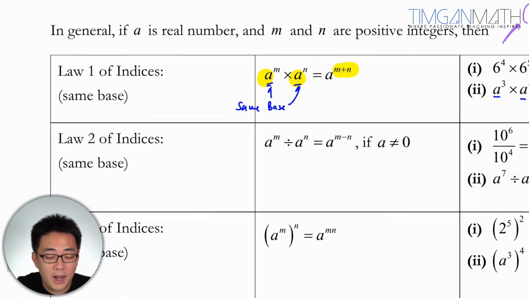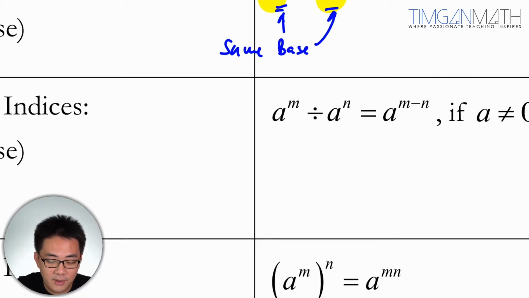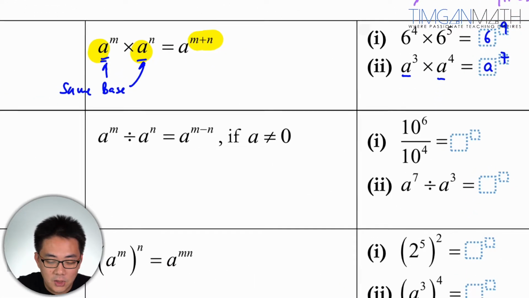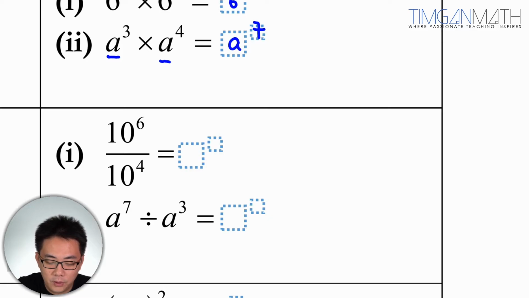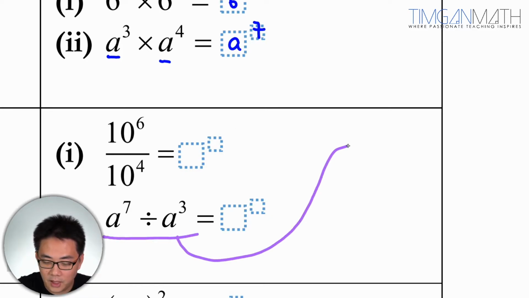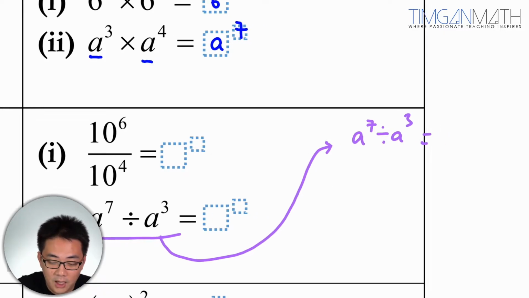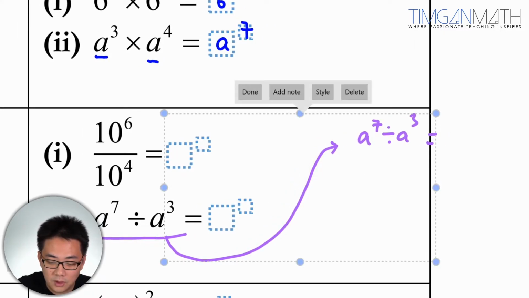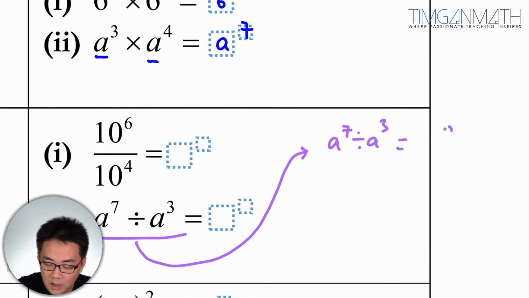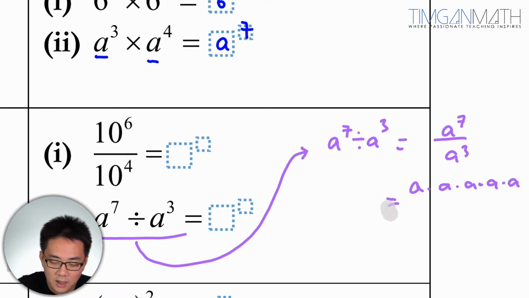Law number 2 is minus. So if it's divided, a^m divided by a^n will be a^(m minus n). So this is similar. Maybe I use the one with the unknown here, a^7 divided by a^3. This case here, a to the power 7 over a to the power 3, which is actually a times a times a times a times a, and this would multiply with a and a again.